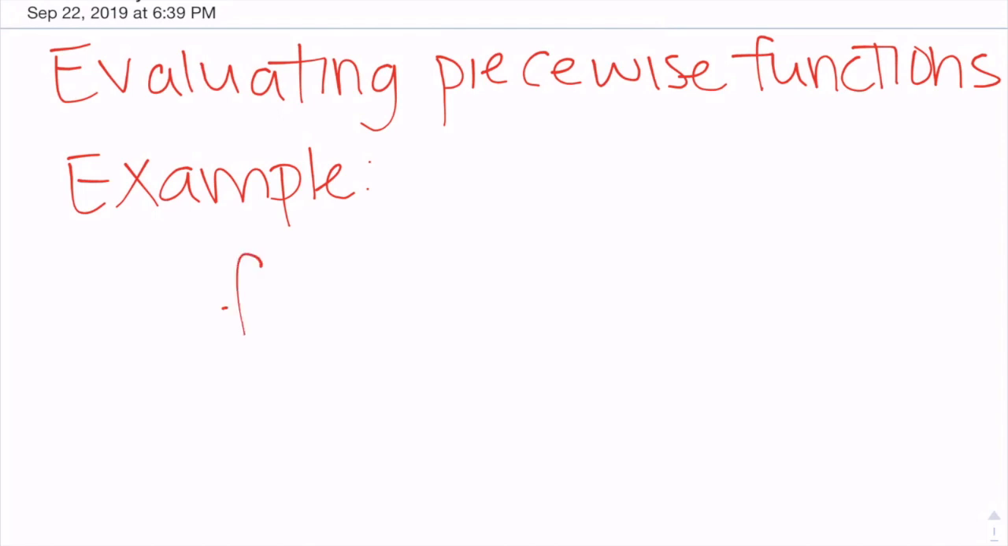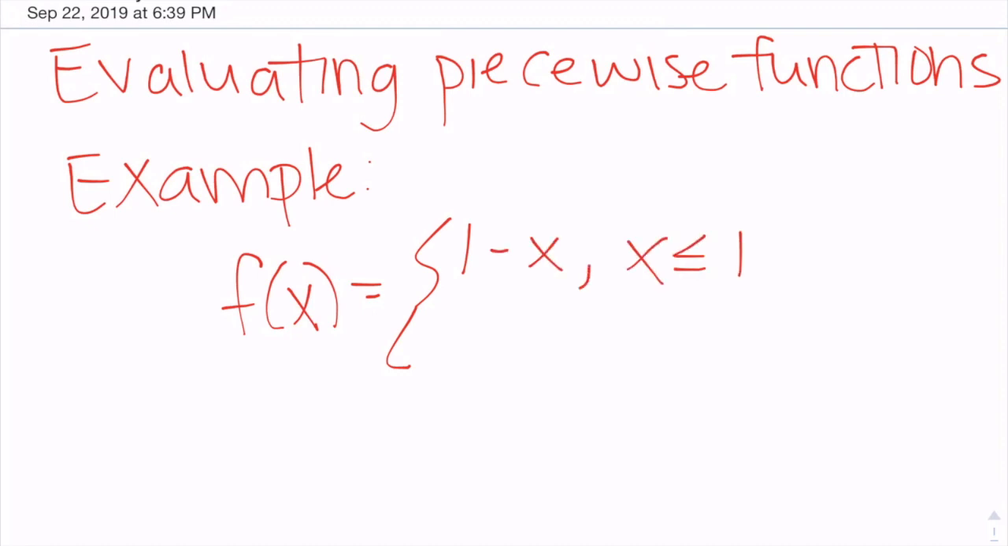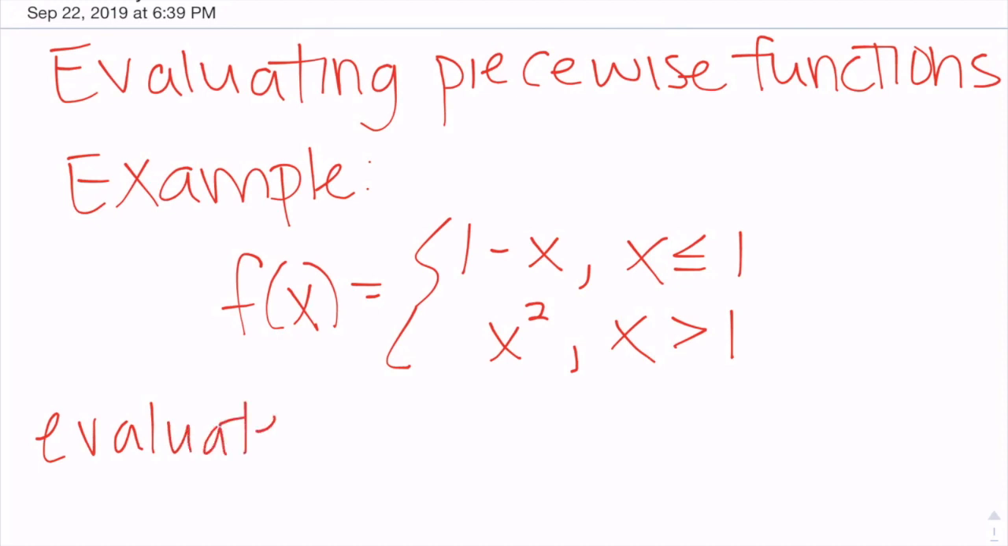So if I give you f of x equals 1 minus x for when x is less than or equal to 1, and x squared for when x is greater than 1, we're going to evaluate f of x at x equals -2, 1, 2, and 3.